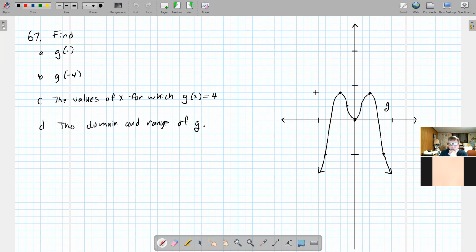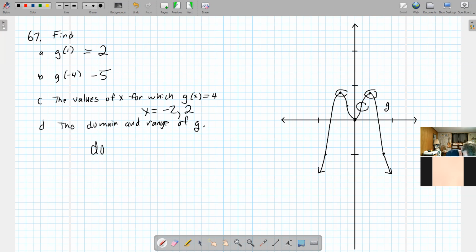Okay, find g of 1. When x is 1, y is 2. Okay. G of -4. When x is -4, y is -5. The values of x for which g of x is 4. So when is y equal to 4? There, when x is -2, and there, when x is +2. So x equals -2 and +2.